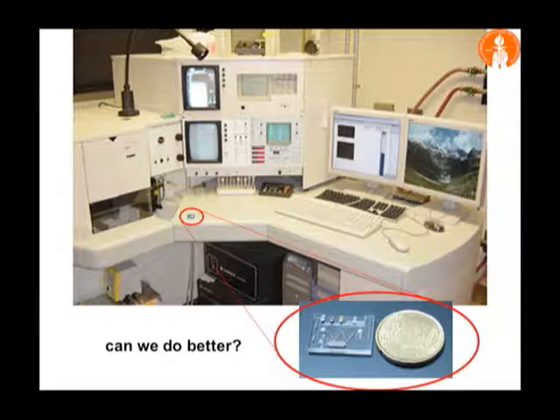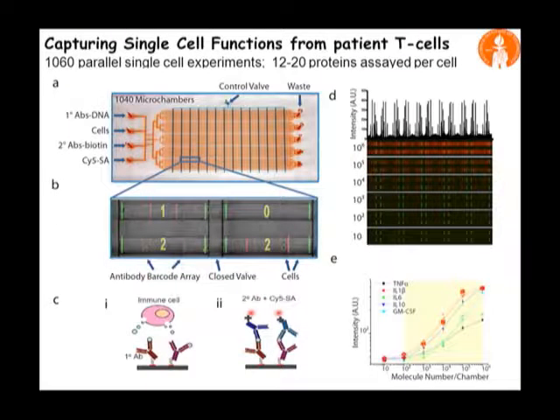It's just about the size of this. This is a picture I found on Google Image, the picture of the chip. So we use these barcodes again. On this little glass and plastic chip are about 1,050 or so little chambers. An individual T cell gets introduced into each one of these little chambers. Sometimes you get zero cells, sometimes two. But you have so many chambers that you can actually get a lot of single T cells.